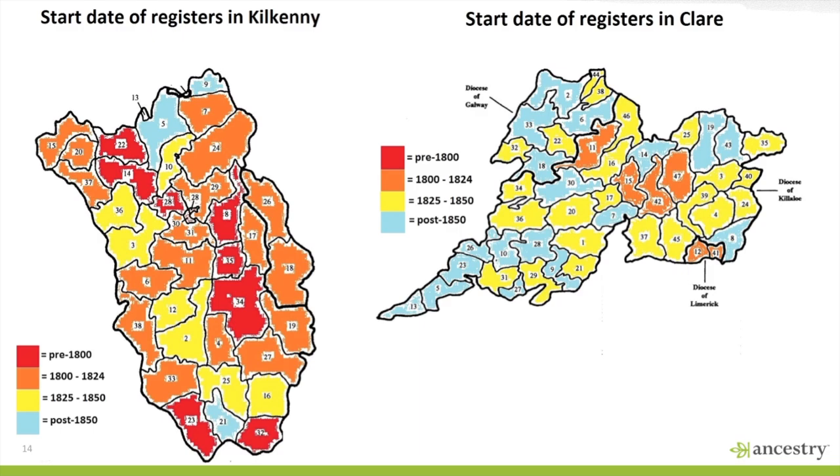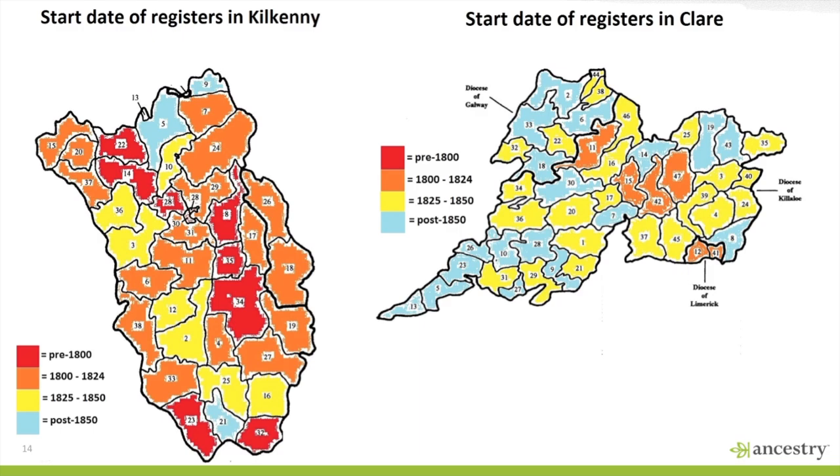If we look on the left-hand side, we can see that red means the parish register started before 1800. So just contrast Kilkenny with County Clare. There's no parishes in County Clare where registers begin before 1800. And if we look at the blue colour, which means that registers started after 1850, we can see that in a western seaboard county, we have many more registers that begin after 1850.